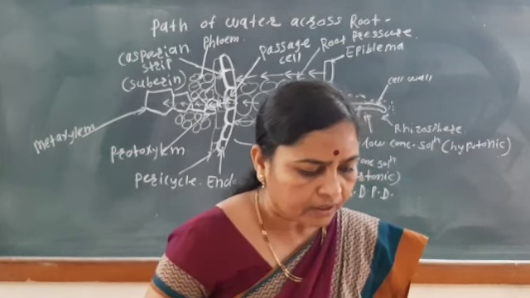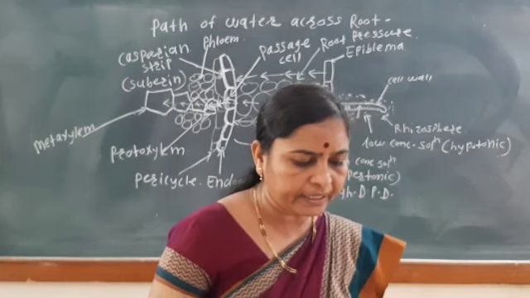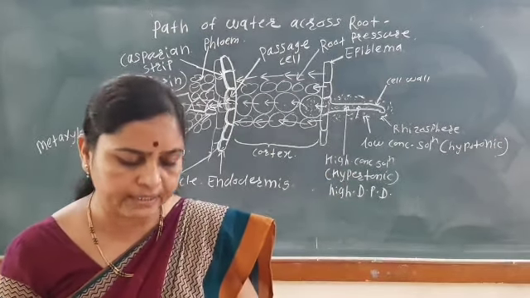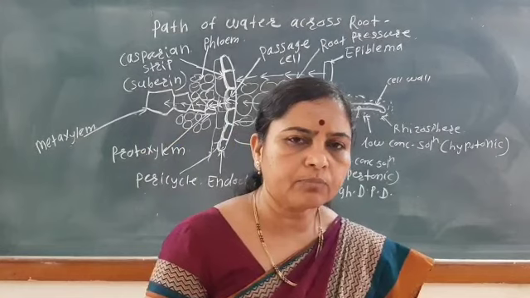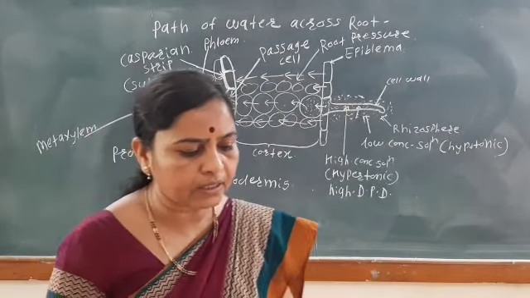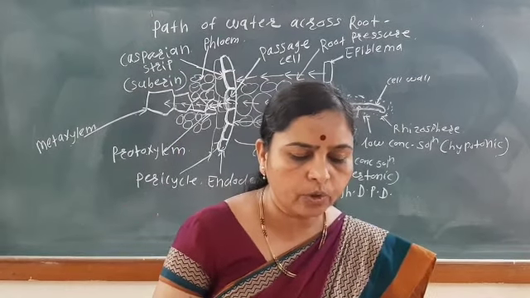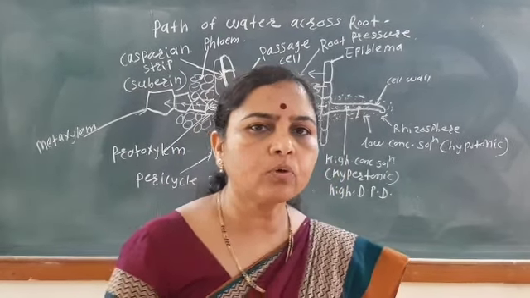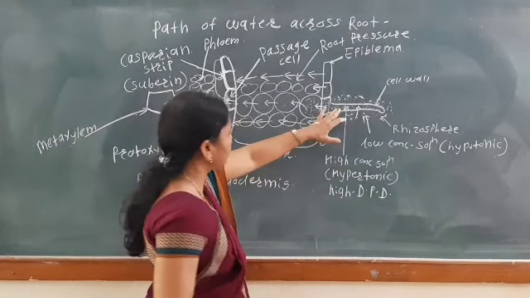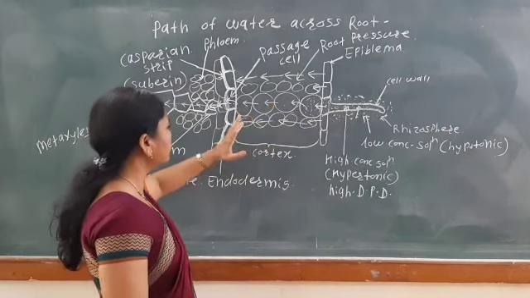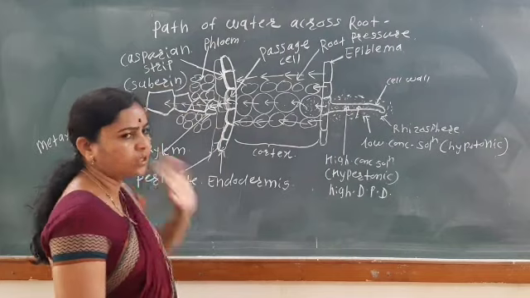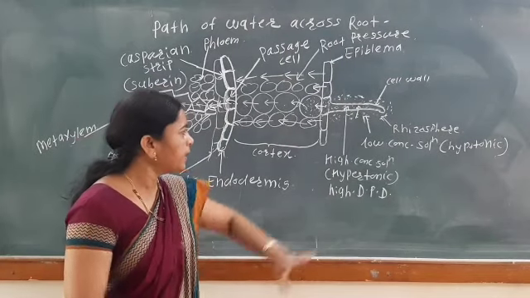That is where the movement of the water mainly takes place, and that is the first physiological process we have seen, the imbibition. The second physiological process is diffusion, and the third is osmosis. The movement of the water mainly takes place from the cortical cell, that is the root hair, then the cortex, then the endodermis, then the pericycle, and up to the xylem. So here it is the sequence.